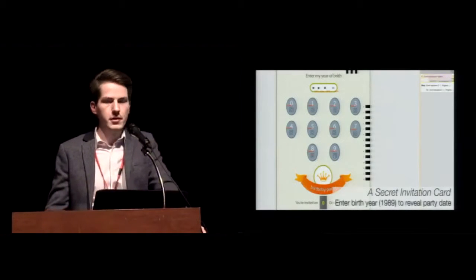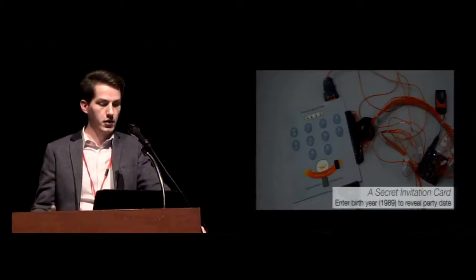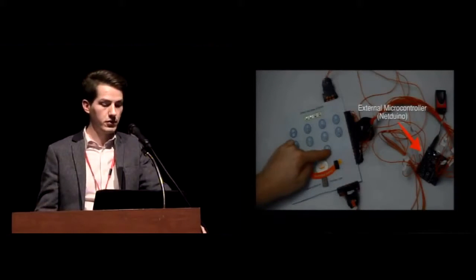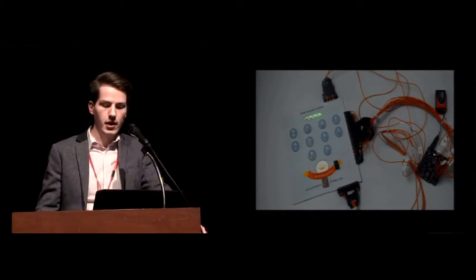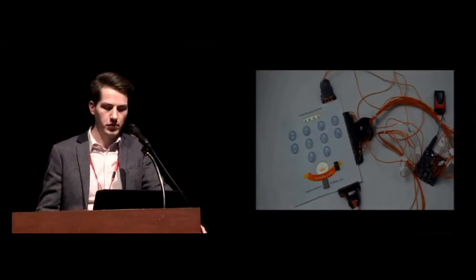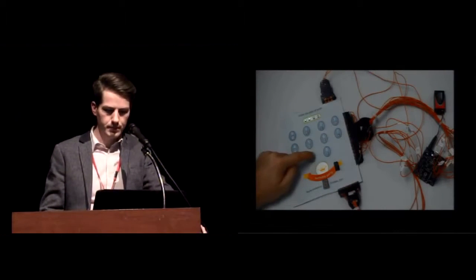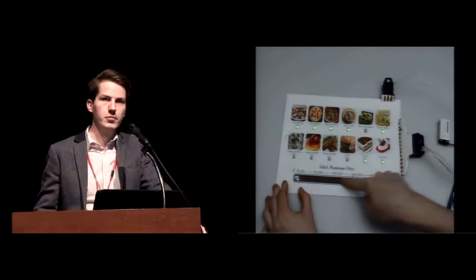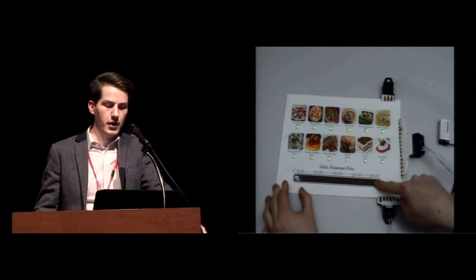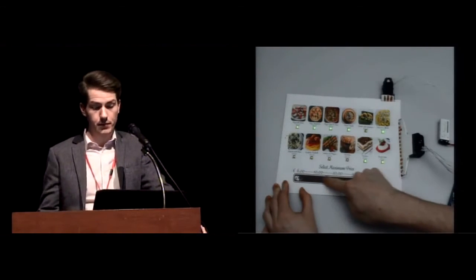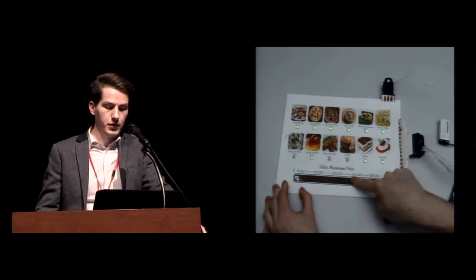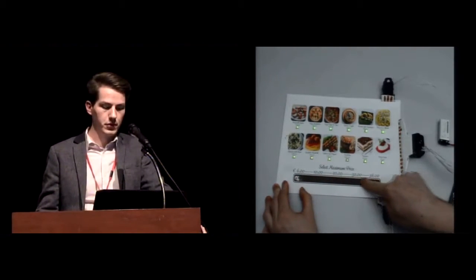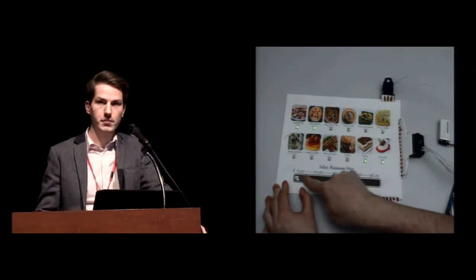This is another example that uses if-then rules. It's a special birthday invitation card, where you need to know the year of birth of the person before the date of the birthday party is revealed. This is an example that uses multiple if-then rules. It's an interactive restaurant menu where you can use a slider to filter through the menu options, and you just input the maximum price.